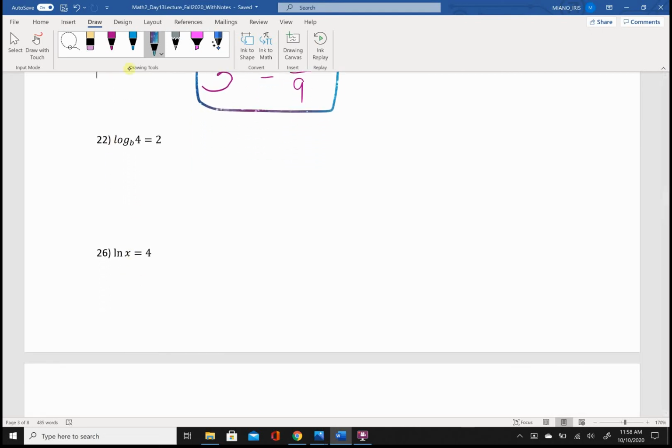Okay, let's go ahead and move on to number 22, where the base is the base, base b. The log is equal to the exponent. The exponent is 2. The argument is what the exponential is equal to, and that's a 4 this time. All right, one last one in this set.